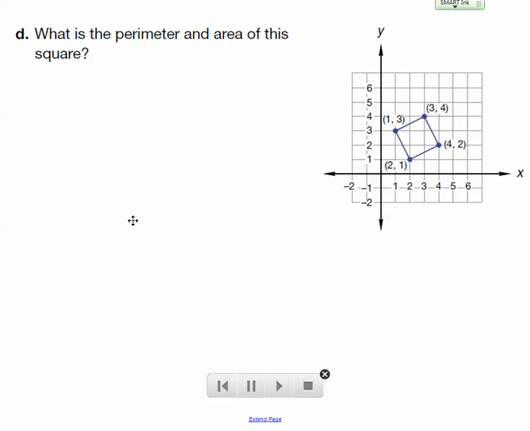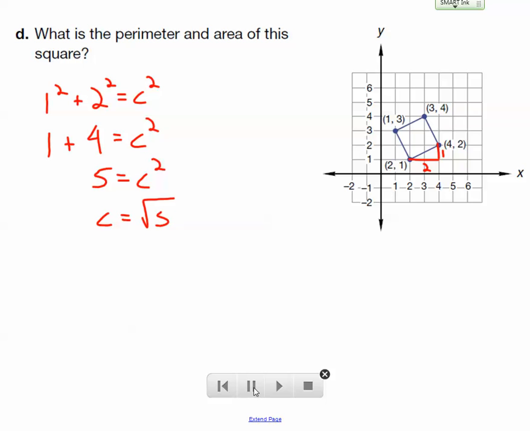And lastly, what is the perimeter and area of this square? So it's basically the same problem, maybe a little bit tougher here, but it's already graphed for us, so we just need to figure out the side lengths. They tell us it's a square, so I'll make a right triangle there. It's 2 by 1, and I'll figure out the other side. So 1 squared plus 2 squared is c squared. So 1 plus 4 is c squared. We end up with 5 being c squared, so c is the square root of 5.